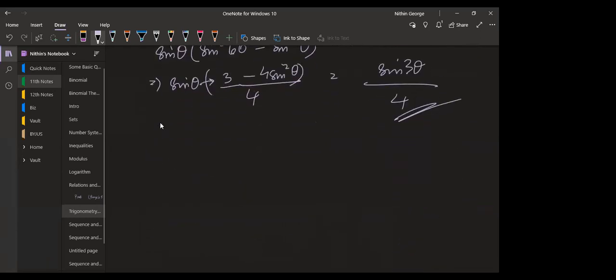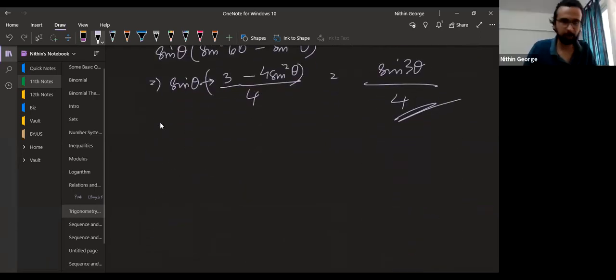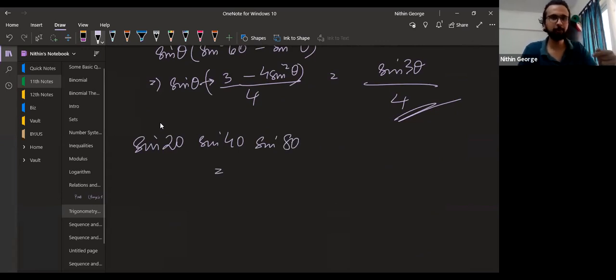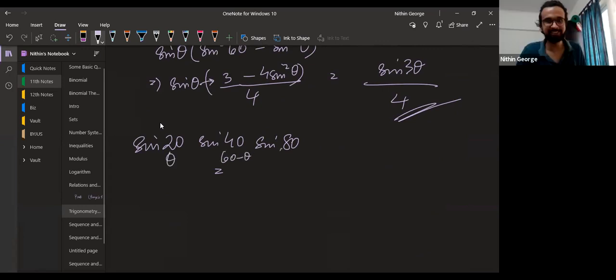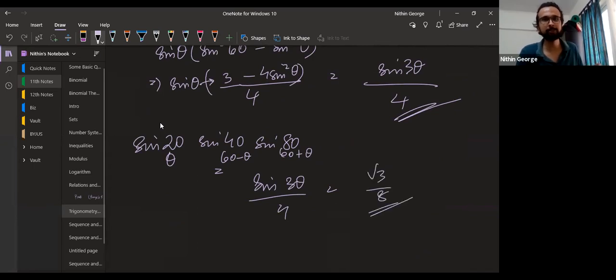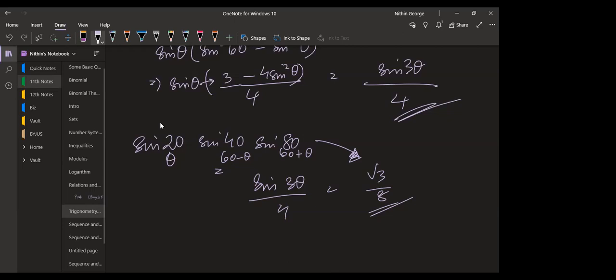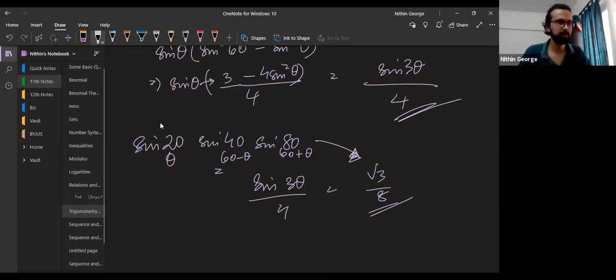Got it. Now, let's get on with this. We've got sine 20, sine 40, sine 80. If you get something like this, you won't worry. You quickly solve it. What do you write it as? Sine 60 minus 20. See, theta, 60 minus theta, 60 plus theta. And then what does this become? Sine 3 theta by 4, which is sine 60 by 4, root 3 by 8. This will be your answer quickly. You understand how this is useful? You have to recognize this form. Once you recognize, boom, you have the answer quickly. If you know 3 times the theta, that's the point here.